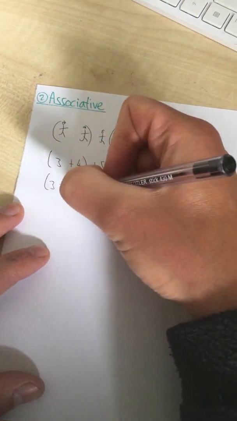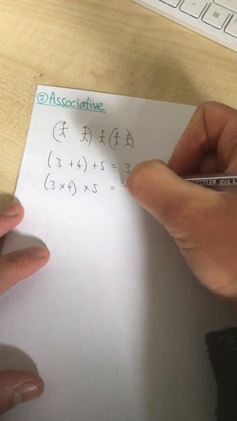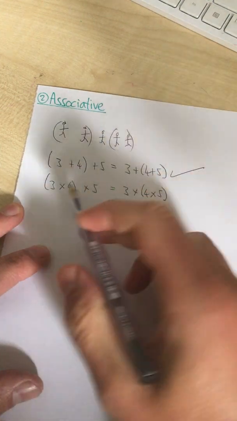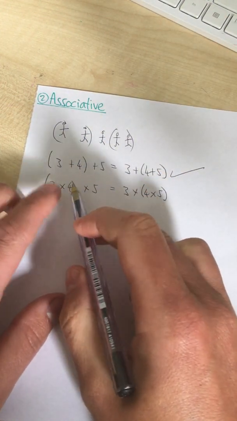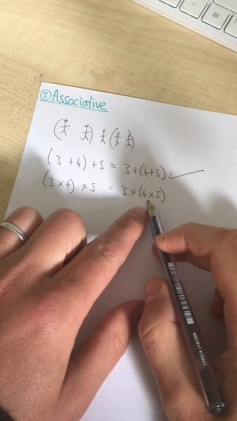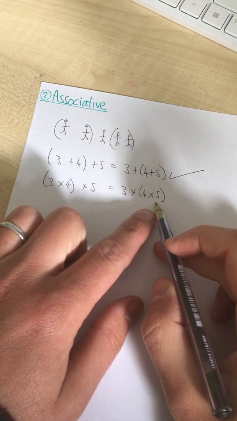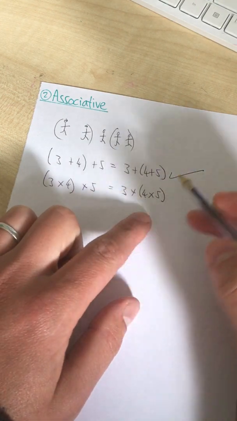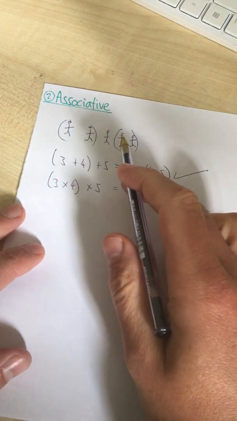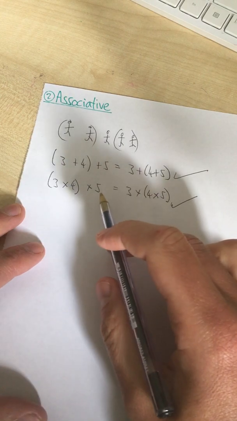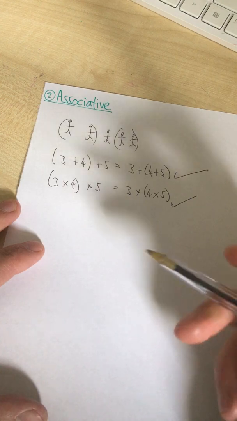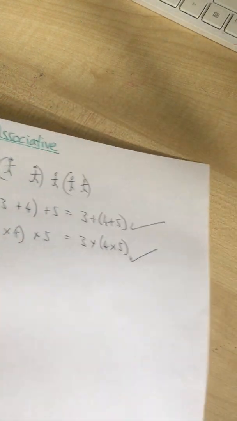3 multiplied by 4, in brackets, multiplied by 5. And here we've got 3 multiplied by bracket 4 multiplied by 5. 3 multiplied by 4 is 12. 12 times 5 is 60. Remember that? Over here. Brackets first. 4 multiplied by 5 is 20. 3 times 20 is 60. That's true as well. Now the associative law works for addition and multiplication, just like the commutative law works for addition and multiplication. We've got one more for you.